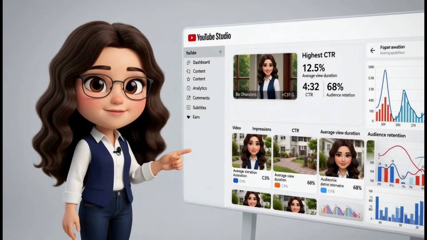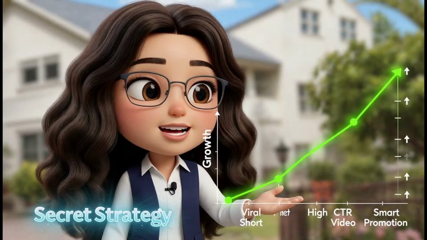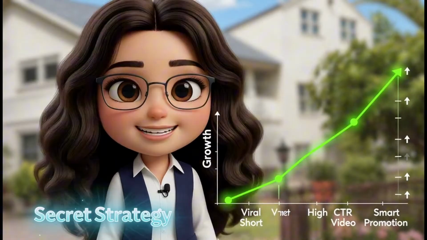Step 1, create multiple shorts around one topic. Step 2, each short directs viewers to one main video. Step 3, promote the main video. The combination boosts subscribers, watch hours, and channel authority. Here's a powerful formula: viral short, high CTR video, smart promotion. This combination can accelerate channel growth dramatically.